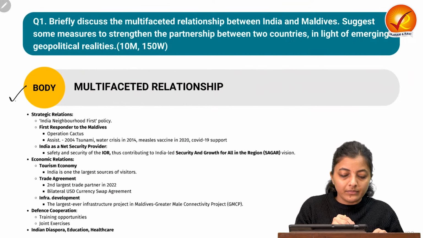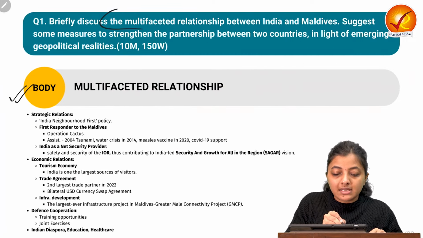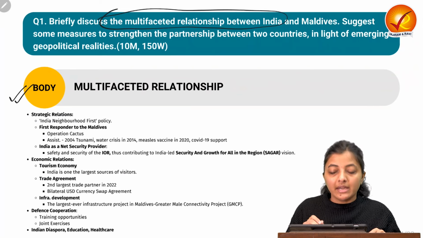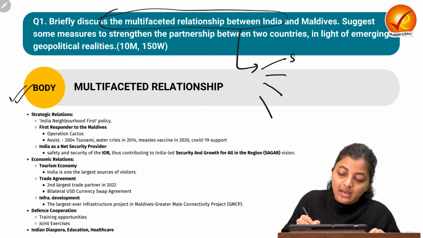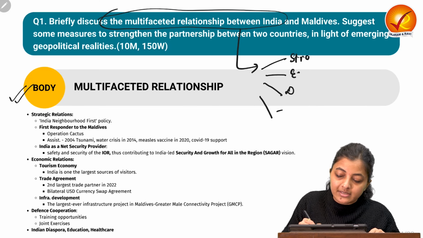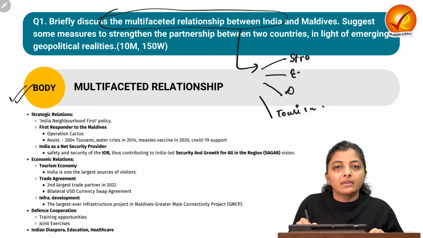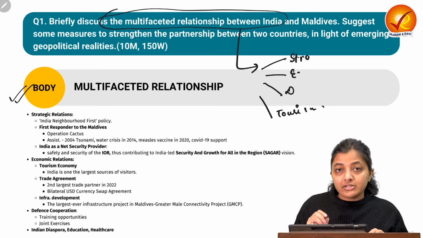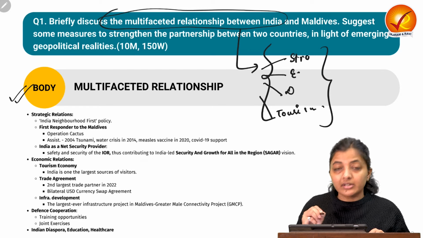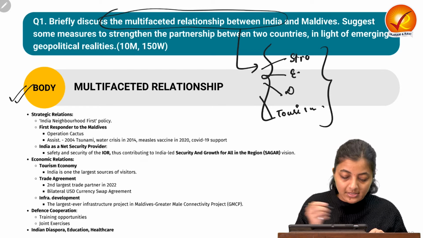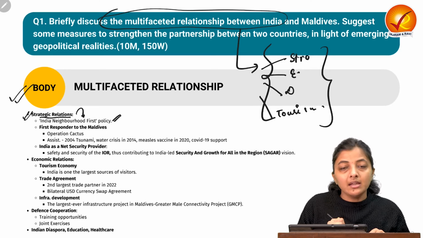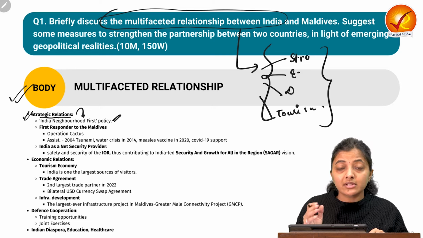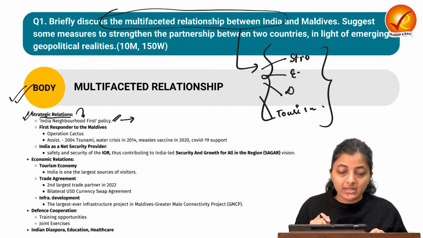Moving on to the body part. In the body, the question is asking about the multifaceted relationship between India and Maldives. So what we can do is write on various subheads, various dimensions, like the strategic, economic, defense and tourism relations, etc. We have to write on the different dimensions of the relations between these two countries. Starting with the strategic relations: India's Neighbourhood First policy, and from the Maldivian side, the India First policy. These have always strengthened the mutual cooperation and trust between these two countries.